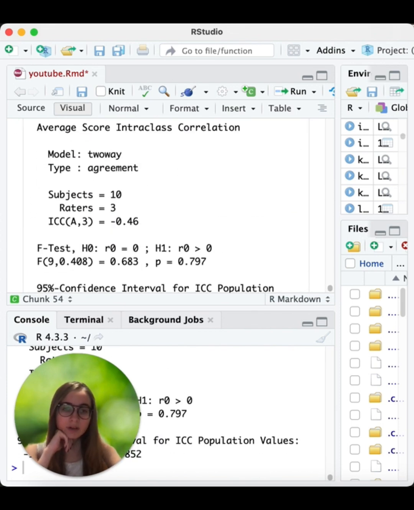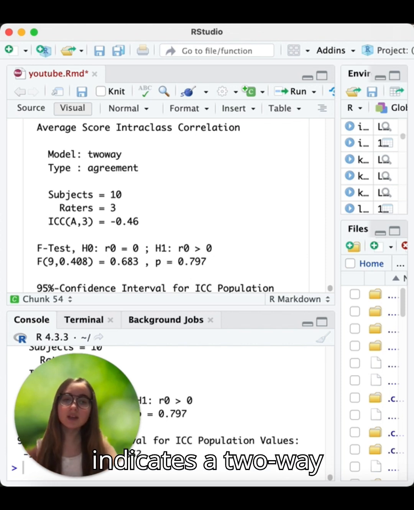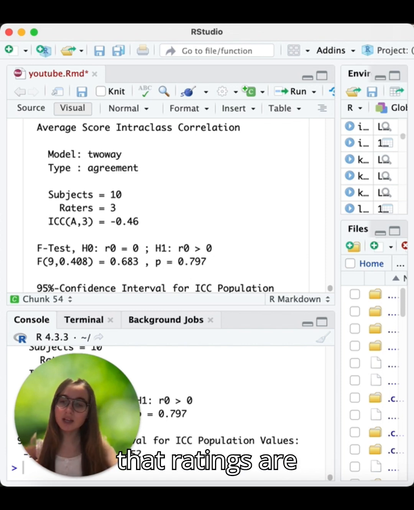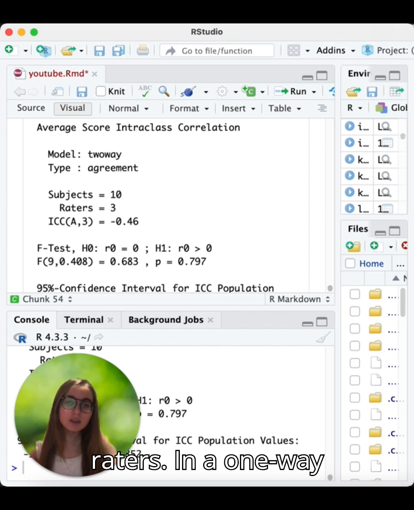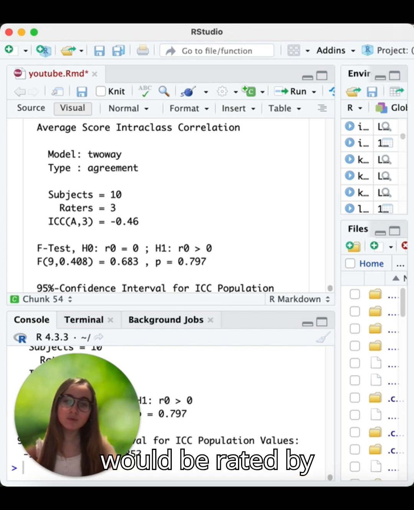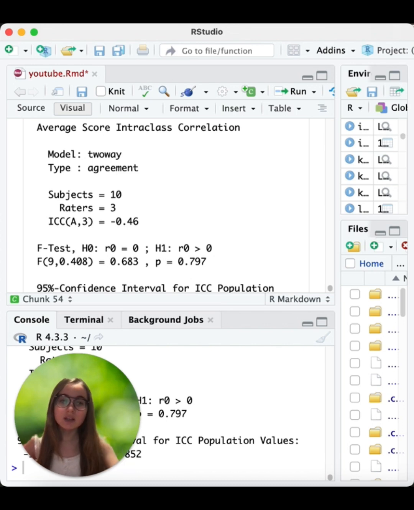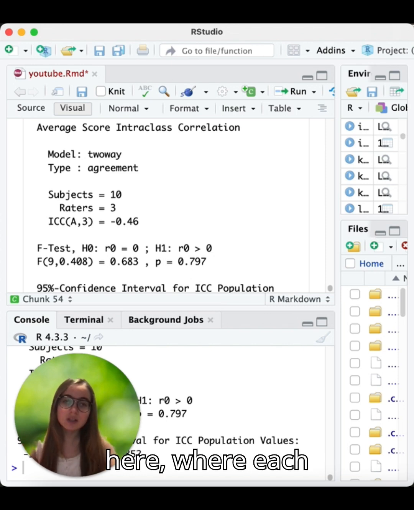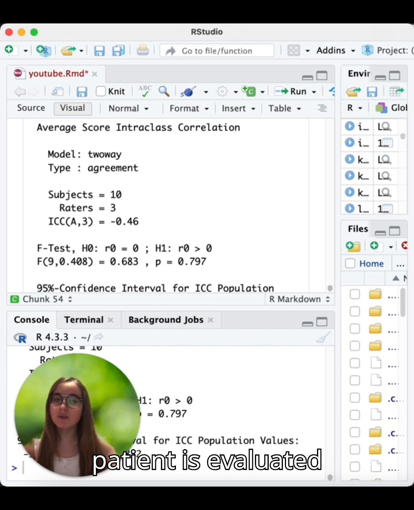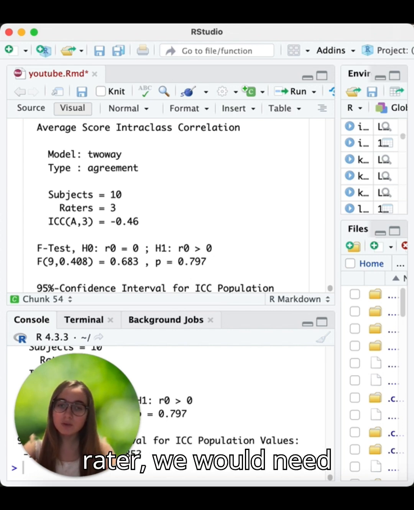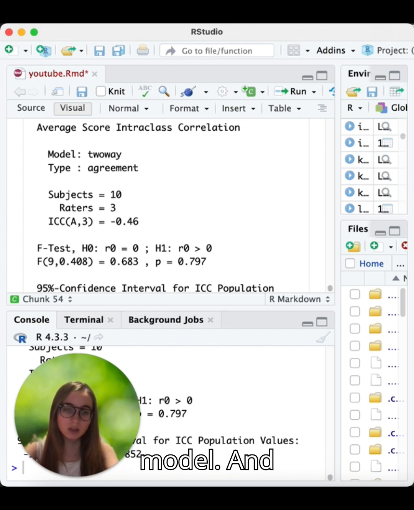Okay, great. So first of all, model two-way indicates a two-way model, which assumes that the ratings are crossed, so each rater rates every subject, and the two-way model considers both the variability due to differences between subjects and the variability due to differences between raters. In a one-way model, each subject would be rated by only one rater or by different raters who do not consistently rate every subject. This is in contrast to our two-way model here, where each subject is rated by the same set of raters. For example, in a study where each patient is evaluated by only one unique rater, we would need to use a one-way model.